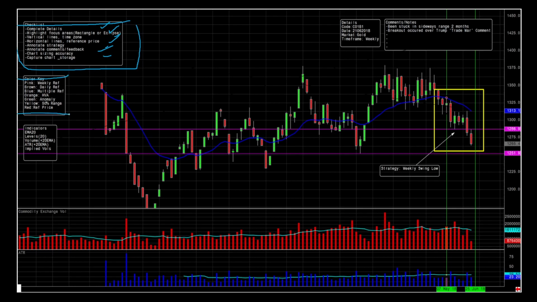You'll see the colors. Okay, so pink means weekly reference, brown means daily reference, blue means multiple reference. Okay, so I use different color horizontal lines to identify different things. And we use vertical lines to identify events in the market. Okay, so we're using different annotations on our chart to smartly annotate our chart so that when we come back to it in a couple of weeks' time or a couple of years' time, we can very quickly understand and interpret what happened at that point.